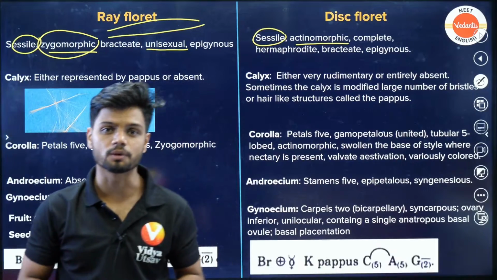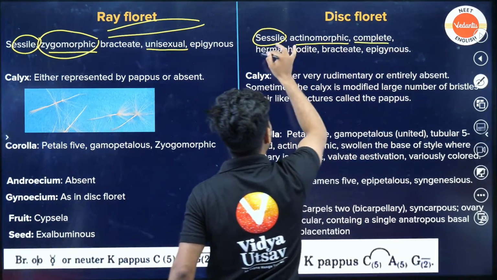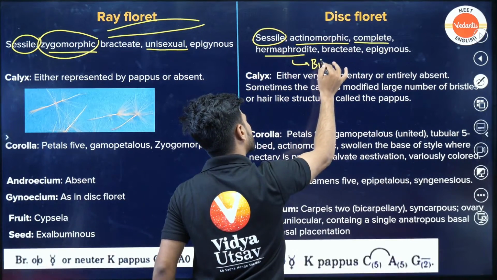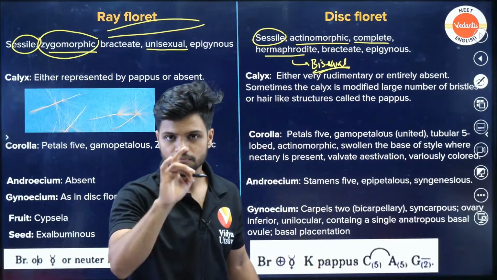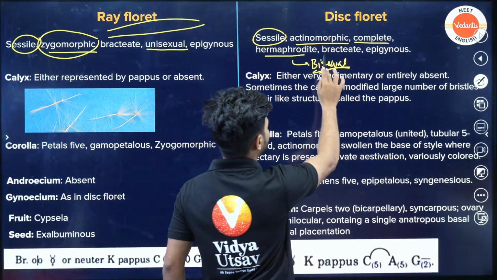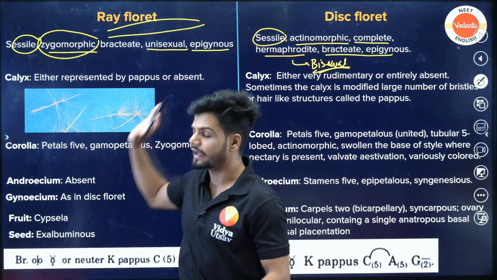While disc florets are going to be your bisexual. They are going to be complete, hermaphrodite, which is also called your bisexual condition. Clear? It's going to be bracteate, epigynous. Then we have bracteate as well as epigynous.